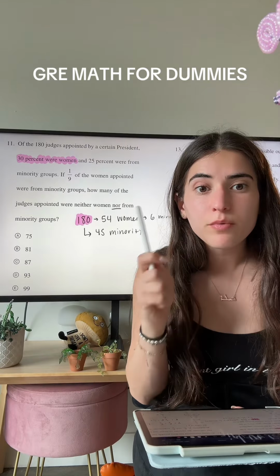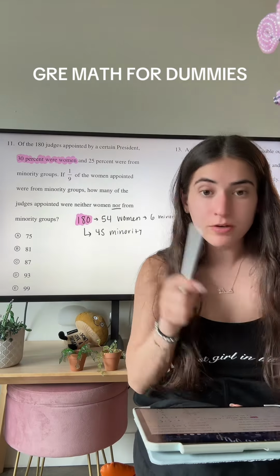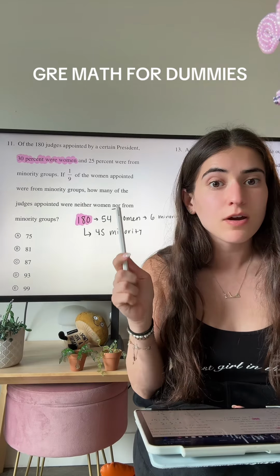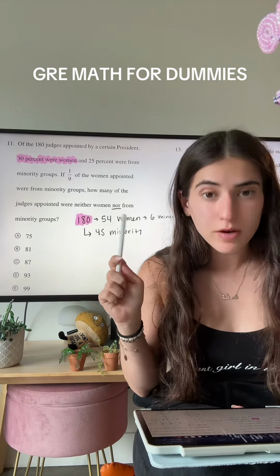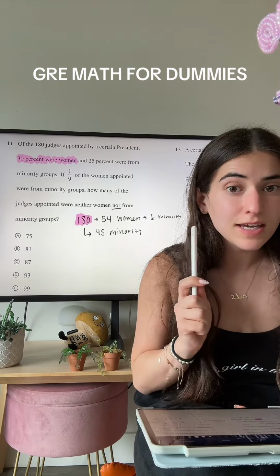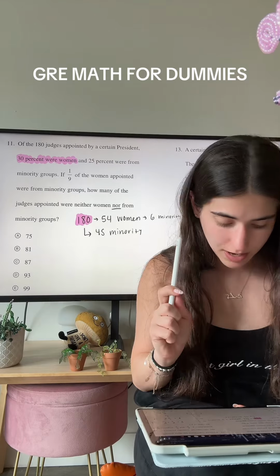1/9 of the women appointed were from minority groups. So out of the 54 women, you either multiply that by 1/9 or you can divide by 9. You get 6 minority women.